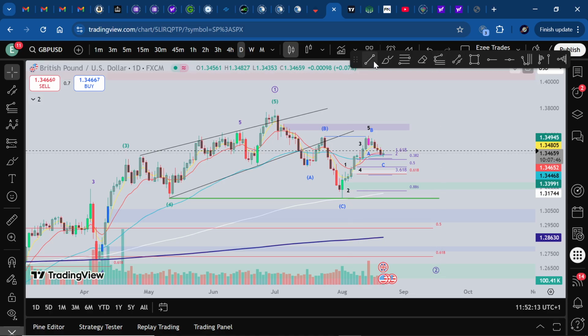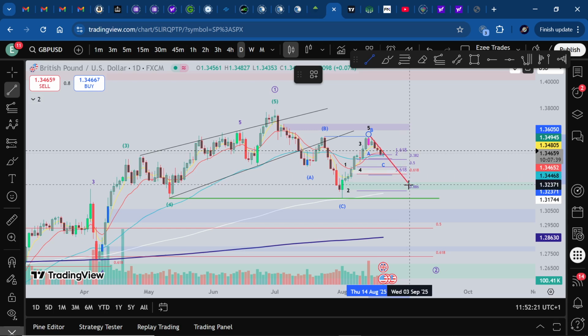So in this time frame, from here, I'm looking for another move down to either here, this white box, this green box, or all the way down here. That's what I'm looking for.